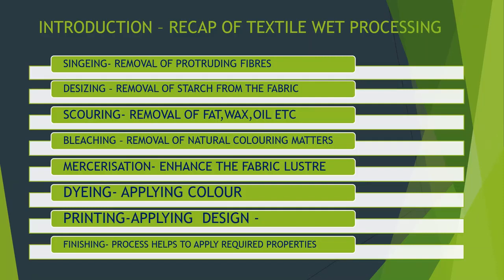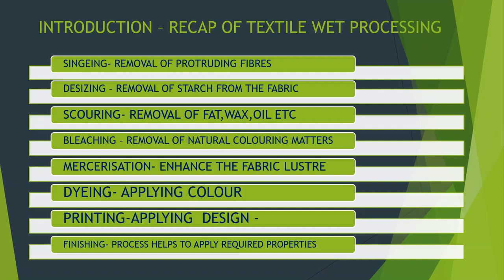So I once again repeat the purpose of these processes. So what is the objective of the singeing process? It removes the protruding fibers from the surface of the fabric. So it enhances the surface value. And the desizing process helps to remove the starch from the fabric. So the desizing process enhances the water absorbency property of the fabric.